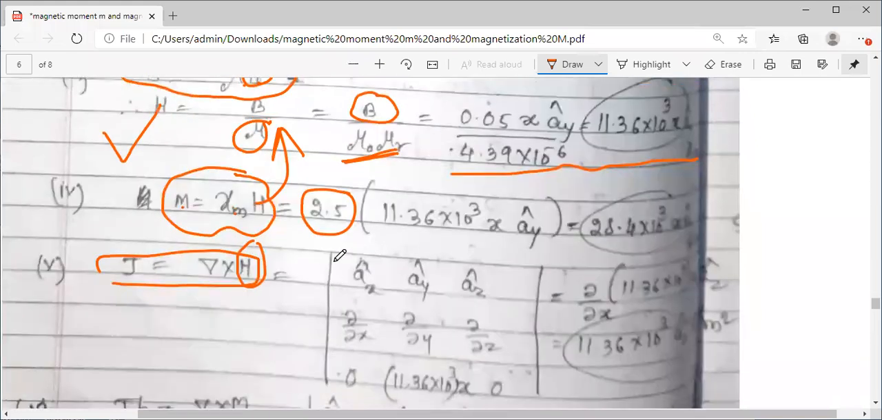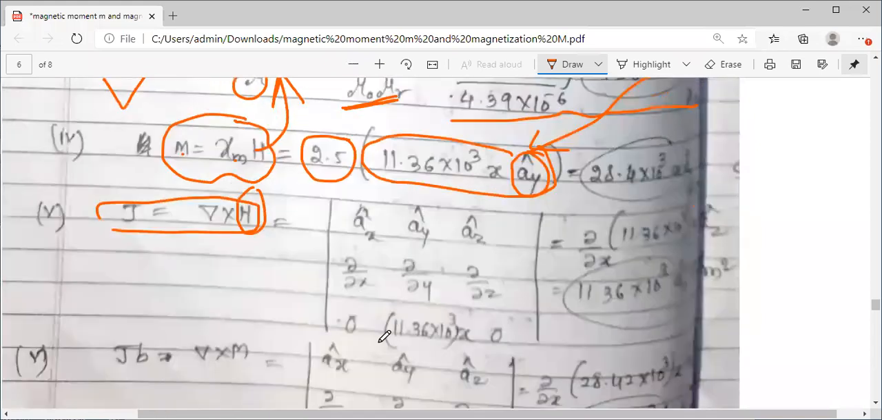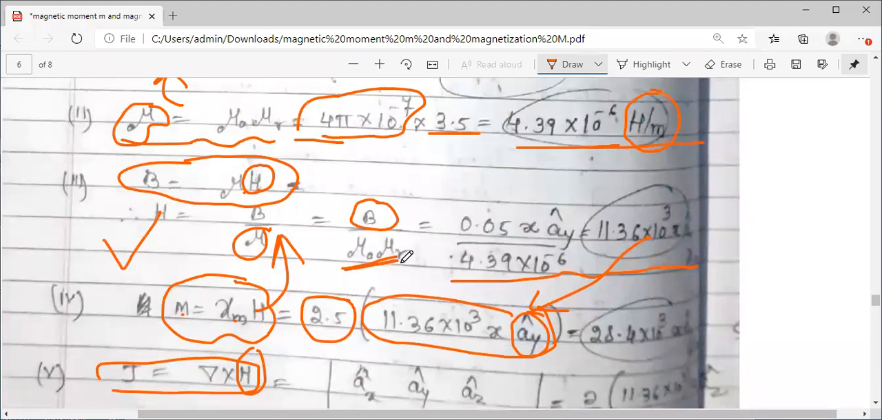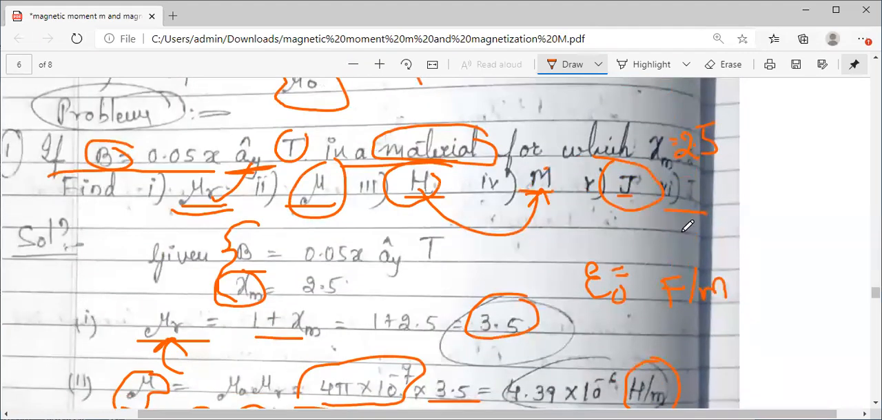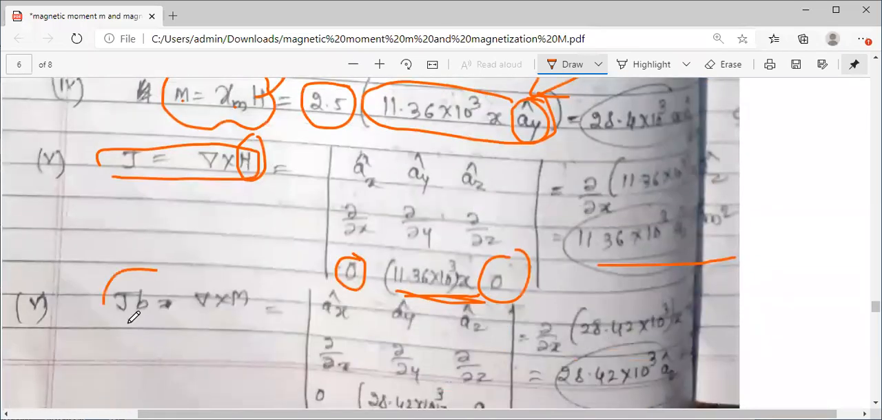I'm taking the determinant form to find the curl. Check the value of H. What is H? This is the answer of H, right? Same answer. It is only having the AY component, that's why AX and AZ I have kept as 0. AY component is here. You can calculate this, you'll get some answer. You can verify the answers later with me. And you can see this one more. It is J, I think it is JB. Let me verify. Yeah, it is JB.